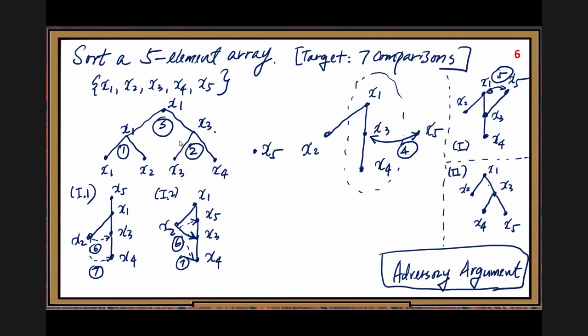Then case 2. What is the fifth comparison? We need to do the fifth comparison. Case 2, what do you think? Which comparison do you want to do for the fifth comparison? Yes, x4, x5, you extend the longest chain, right? So the fifth comparison is between x4 and x5.